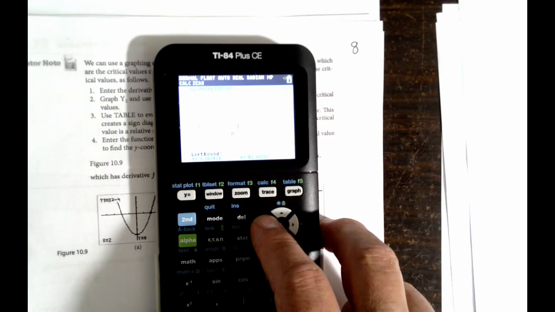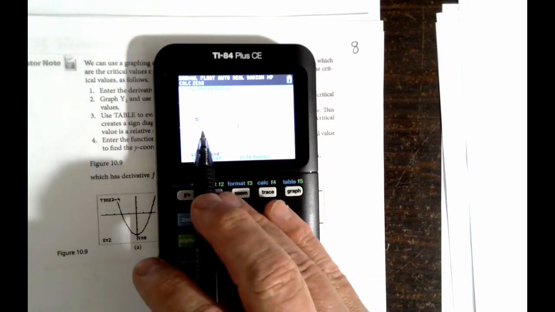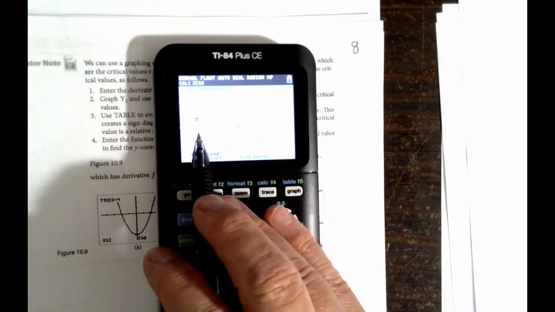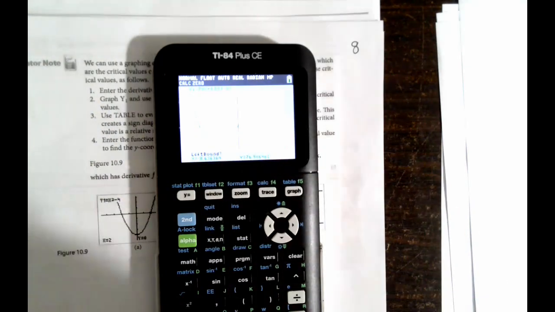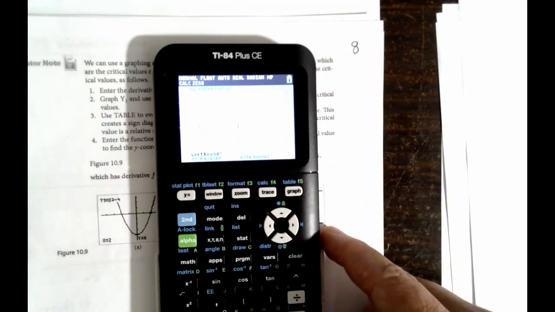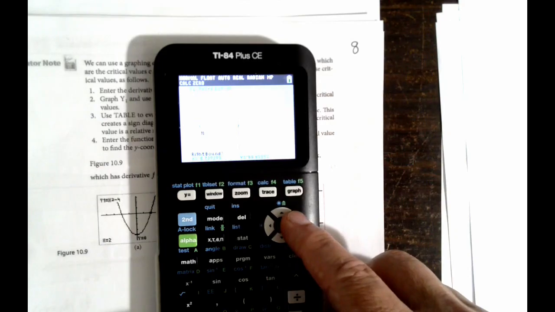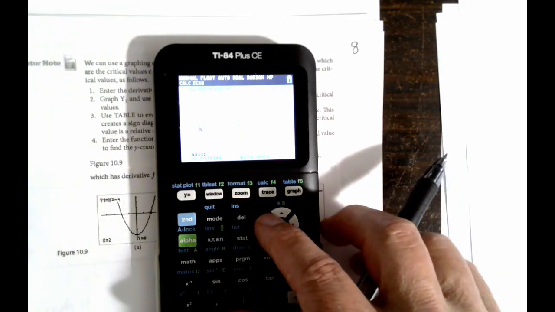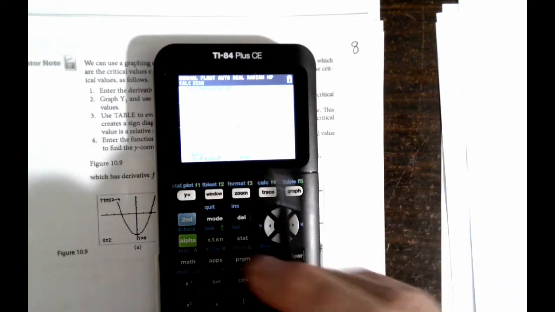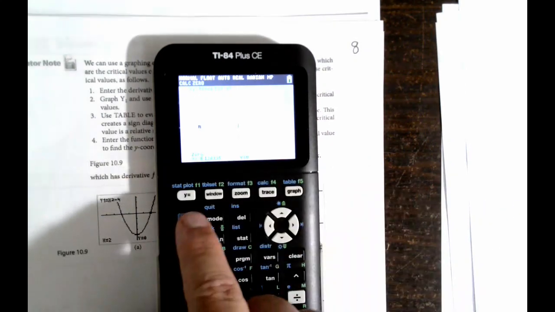And what you have to do when you're finding a 0 is you have to move to the left of the point you want. So here's one of the 3 points I'm looking for. Let's just find one of them. This one, I move to the left, which happens to be a little bit above, but it also is to the left. You hit enter. Now you move to the right of that point, hit enter, and then move back to the point itself and hit enter. And there you go, there's your answer.